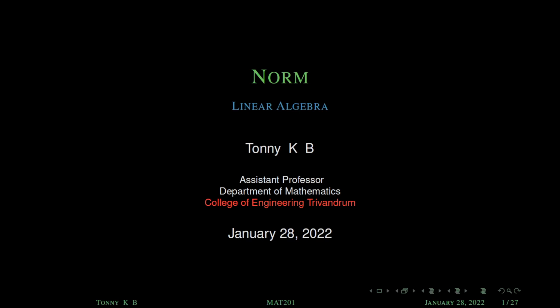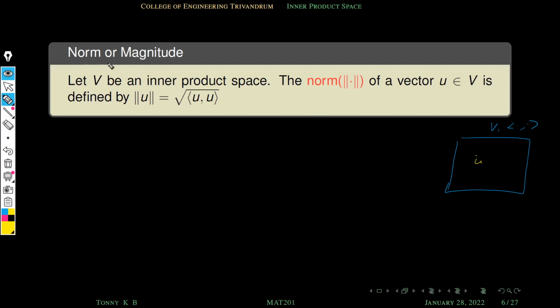Namaskaram. Last session we have seen the inner product on a vector space. In this session we will define norm from an inner product. Norm is the generalization of the concept modulus. The definition of norm or magnitude.